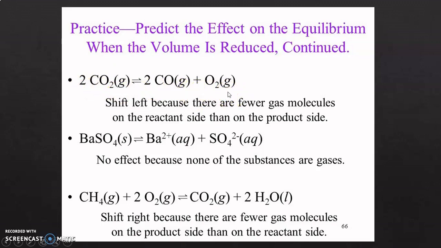Okay? And then for this example here, we've got 0 moles of gas on the left, and then we've got 0 moles of gas on the right. So such a reaction is not affected by pressure or volume changes. Now, we come here to the last example. We've got 3 moles of gas on the left and just 1 mole of gas on the right. Okay, so we ignore this here. This is not a gas. We ignore it.